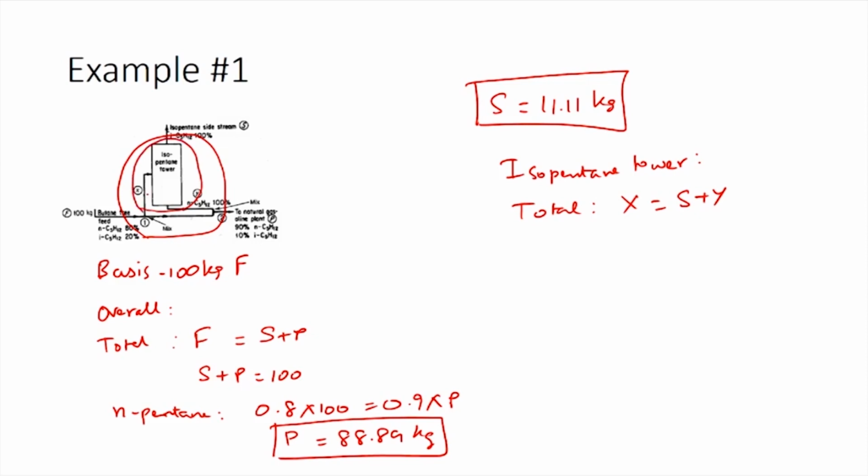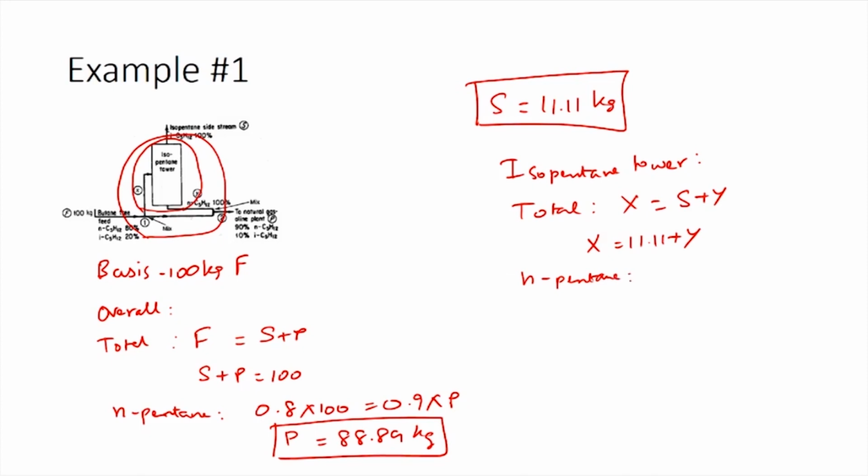So, we have x entering, S is the side stream which is leaving, and you also have y, which is the N-pentane leaving the tower. So, this would be x equals S plus y, and we already know S is 11.11. So, this gives you x equals 11.11 plus y. You can also write an N-pentane balance.